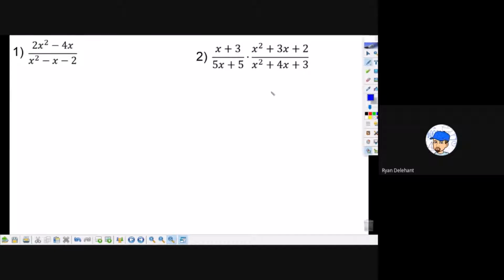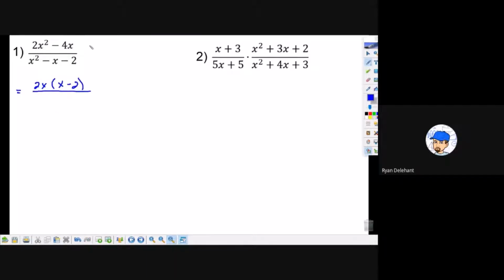So simplification requires us to factor, okay? So we deal with the numerators and denominators like their own thing. So we're going to common factor first. So these have a 2x in common. And that's going to leave me x minus 4. I'm sorry. x minus 2.